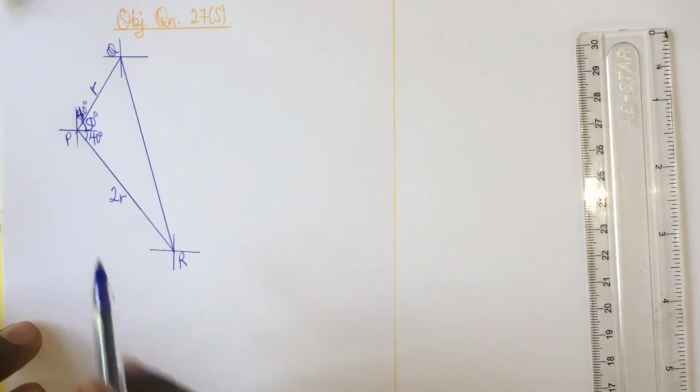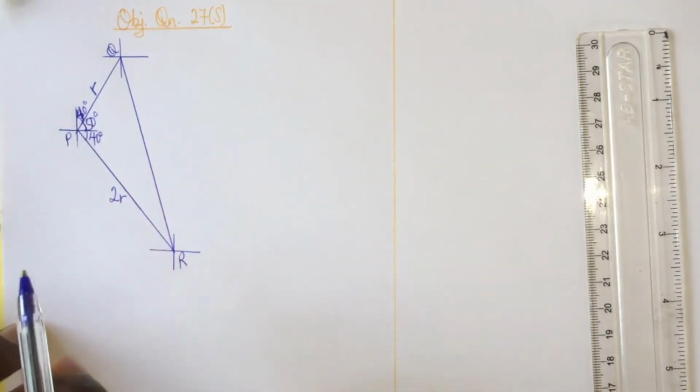So we have here to be 90 degrees, we have 2R here, and we also have R here. But we have to find the length QR. So we can use Pythagoras theorem to find it.